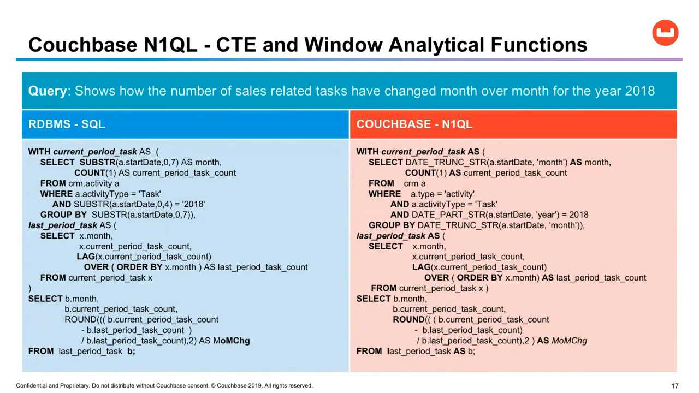It also supports analytical window functions, and this is where the analytical aspect comes in. It can be used to answer common but complex business queries with minimal lines of code and optimized performance. The use case here is a query to show how the sales-related tasks have changed month over month. You can also see how N1QL support for advanced ANSI SQL is almost identical to that of a SQL implementation of the feature, which is what I have on the left there.